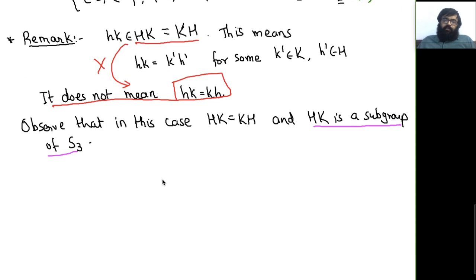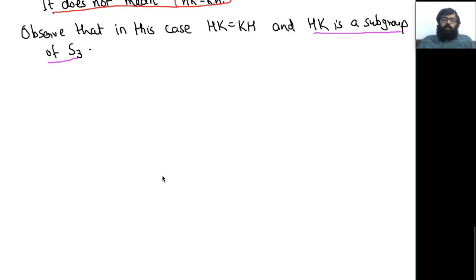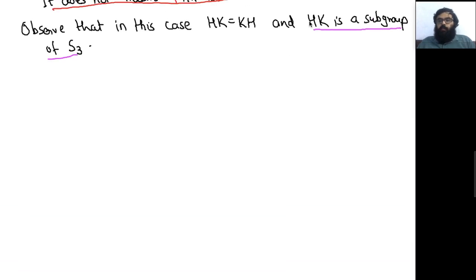The result which we are going to see is: given H and K are two subgroups of G, the product HK is a subgroup of G if and only if HK equals KH. So I am writing that result. Yeah, so this is the result which I state as a lemma.